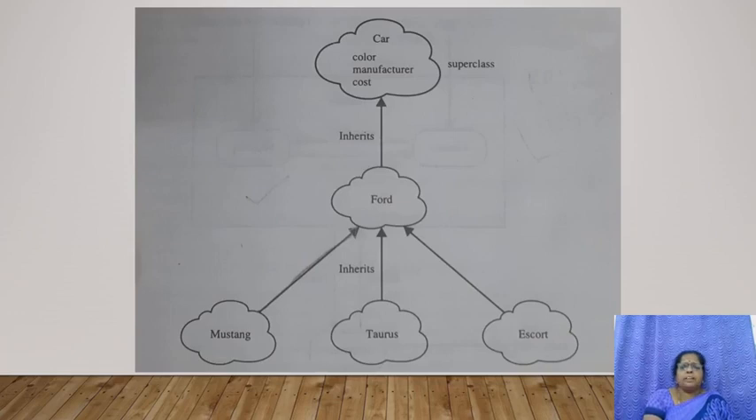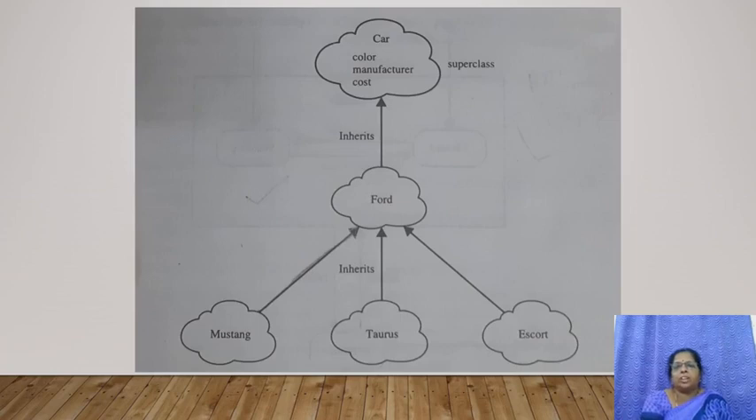For example, here we can use it for a class and object diagram. There is a hierarchy level we can give. The first one is a super class, a higher class. So we can give car as a super class. The properties here are color, manufacturer and cost. They will be inherited by the Ford. The Ford will in turn be given to the Mustang, Taurus and then Escort. That's inheritance.